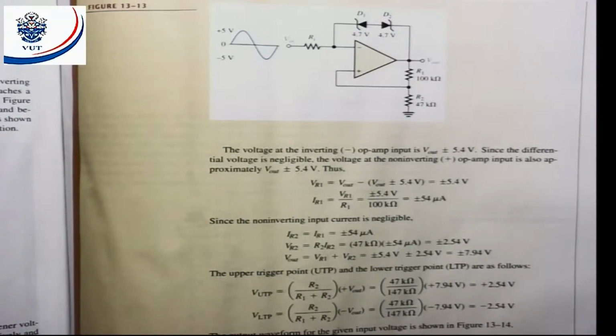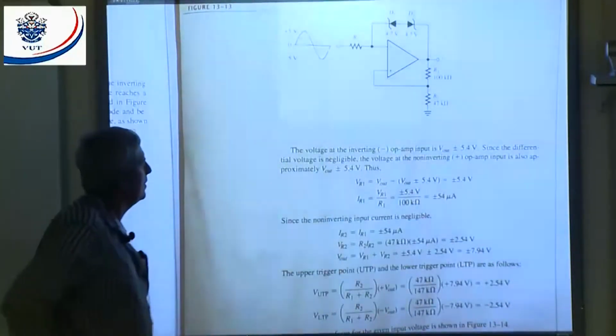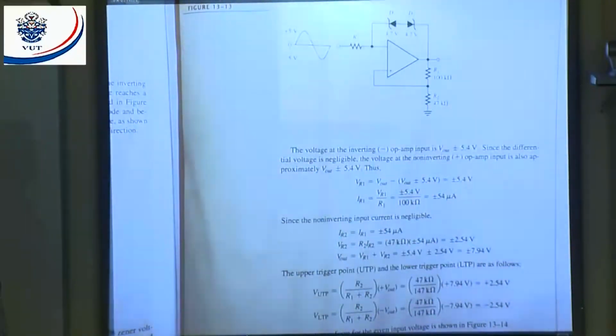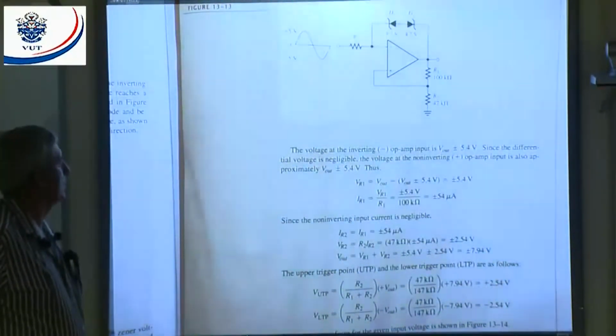All right, they show the input voltage plus 5, minus 0.5 volts, minus 5 volts. And there's my resistors for my hysteresis, 100K and a 4.7 kilo ohm. And they say the voltage at the inverting input of the op amp, VR, is equal to plus minus 5.4 volts. Since differential voltage is negligible, the voltage at the non-inverting input is also approximately 5.4 volts.